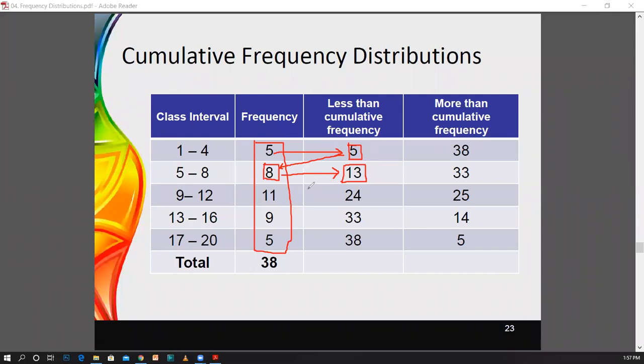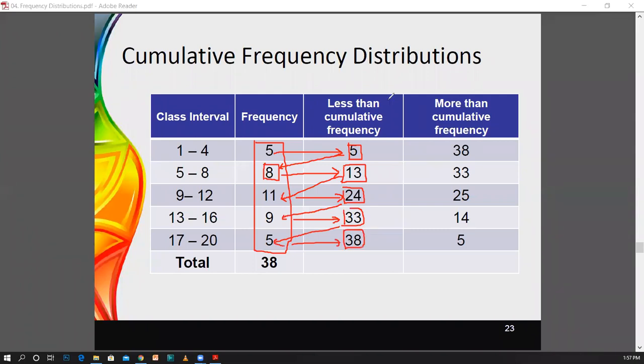Then 13 is added to 11. That is how we are obtaining value 24. Then 24 added to 9, we can obtain value as 33. Then 33 added to 5, then you can get this value as 30.